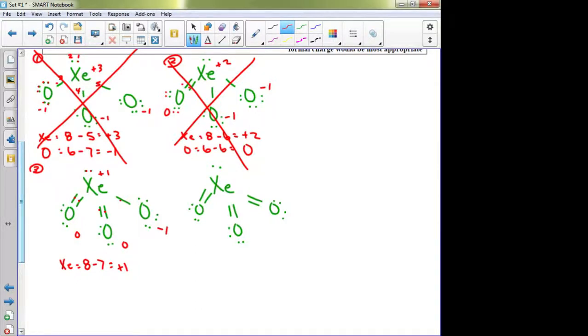So now it's between this one and this one. I know all of these oxygens are 0. So my xenon is equal to, there's normally 8. I count 1, 2, 3, 4, 5, 6, 7, 8. And so 8 minus 8 is 0. So which one's the best way to draw it?